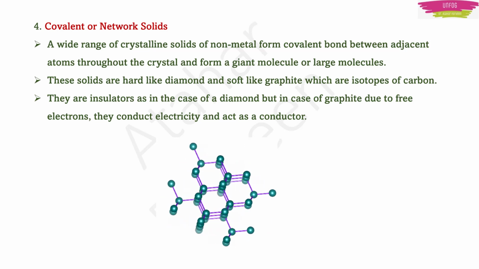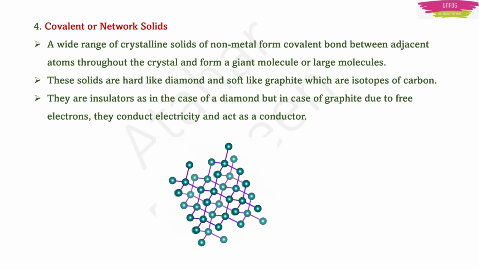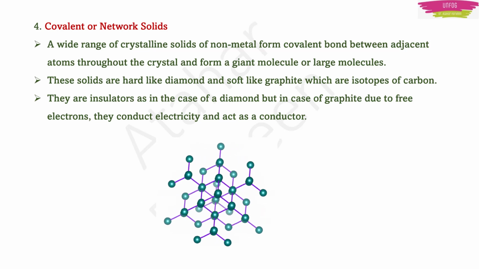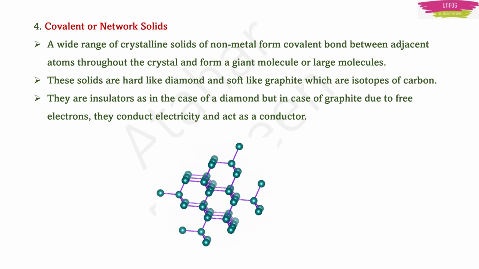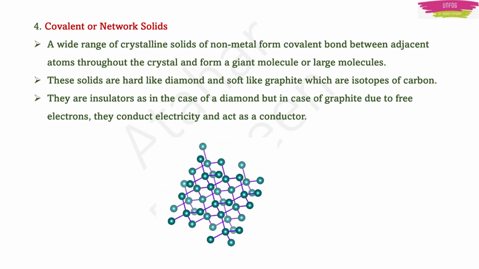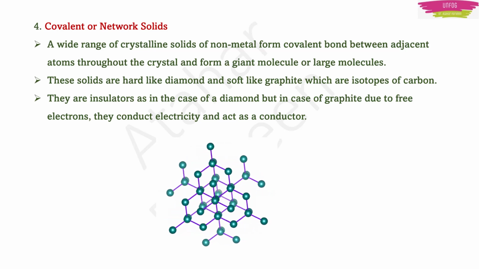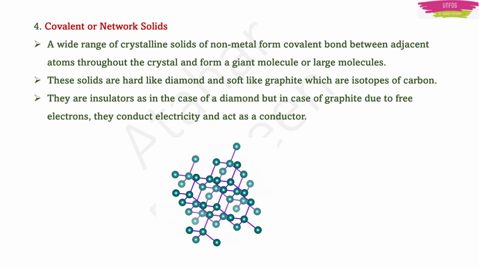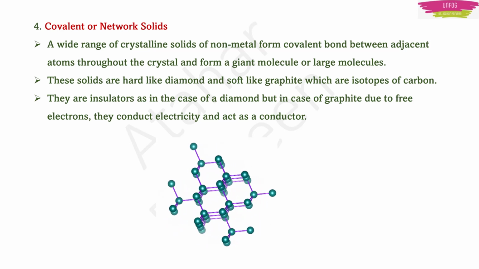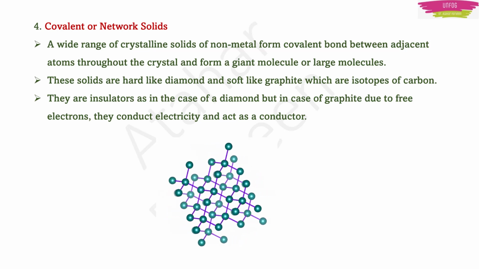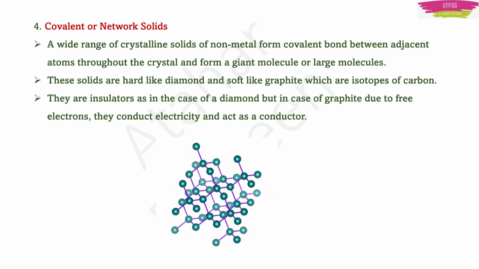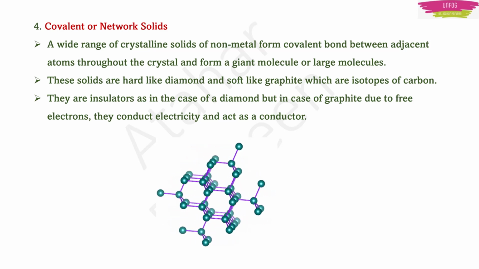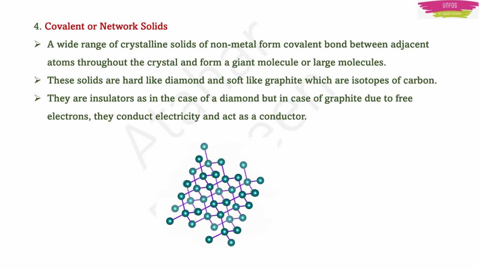Now this diamond and graphite are both allotropes of carbon. And these solids are insulators, for example diamond, but in case of graphite, it is conducting because there are free electrons present in that material. So you can say that diamond is an insulator, but graphite is a conductor which conducts electricity. Both belong to covalent or network solids, and they are allotropes of carbon only.